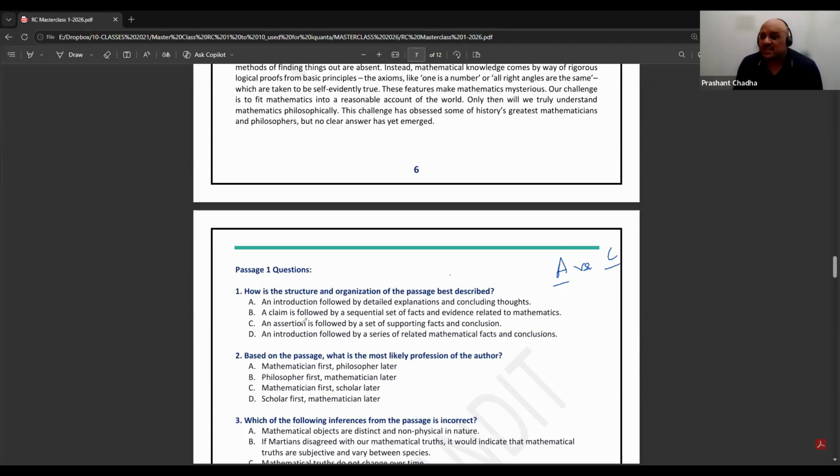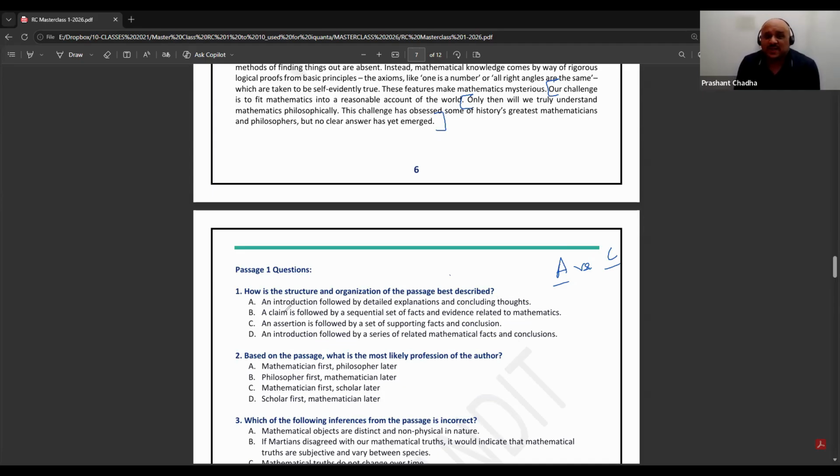So between an introduction and an assertion, this is an assertion that the author has made, followed by a set of supporting facts and conclusion. Which is the conclusion? This is his conclusion. He's actually concluded the passage as well, right? Structurally, this is where he ends it, that no clear answer has emerged, right? So there is an assertion being made. It is being followed by supporting facts. Remember, followed by detailed explanations, by supporting facts. These are synonymous in nature. Concluding thoughts, conclusion. These are also synonymous in nature. So the answer choices are running parallel.